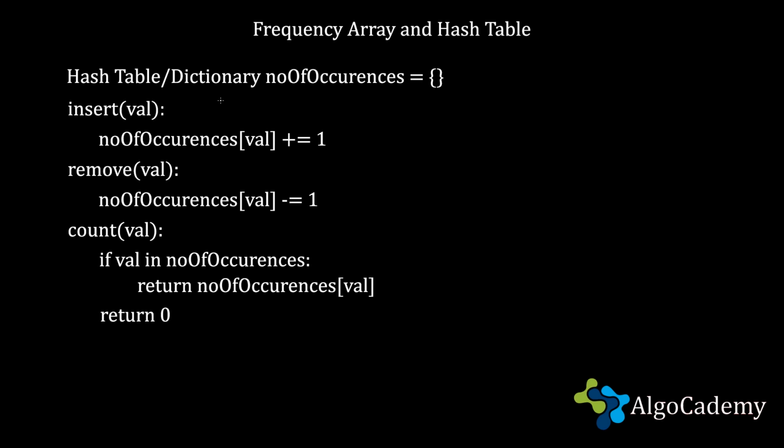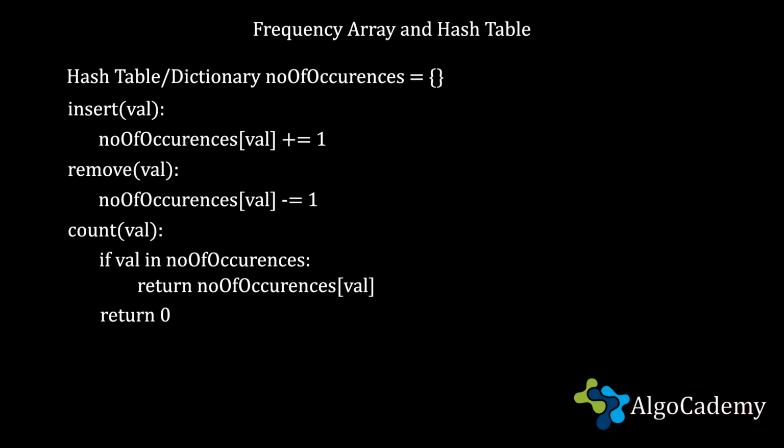So let's take a look at the functions. The first function is insert a val, and as you can see, the syntax is beautiful. It is just like the frequency array. In most languages, you can use a hash table just like you use a normal array. So I say number of occurrences of val plus equals 1. And what I want to do now is break this line of code into the two operations that happen here.